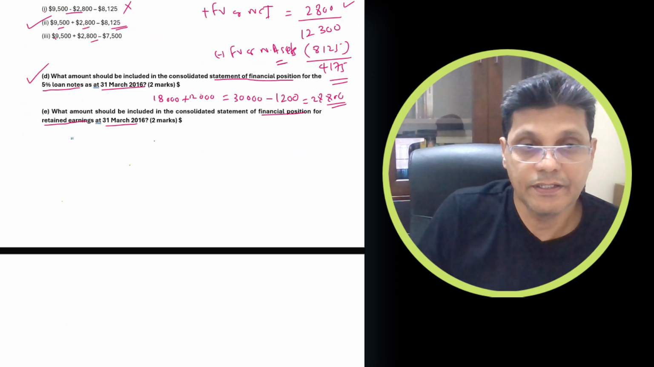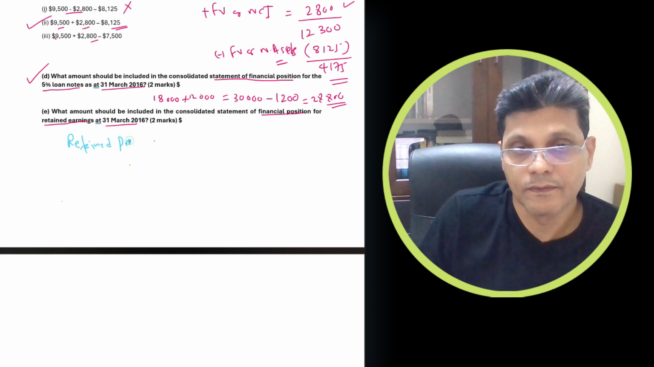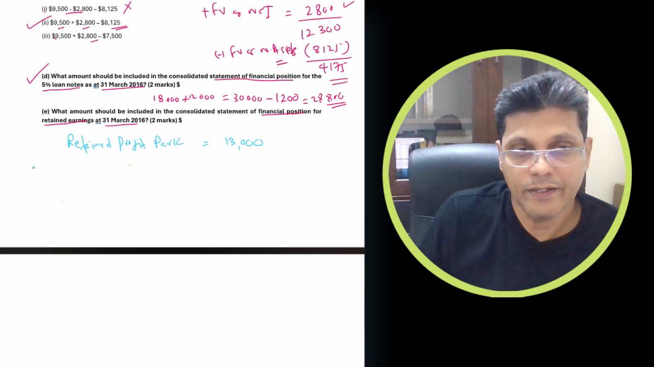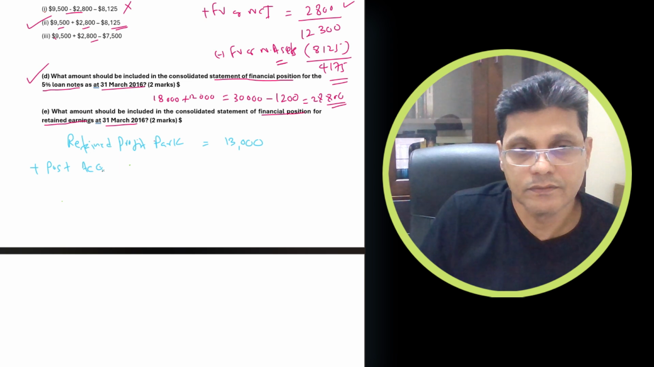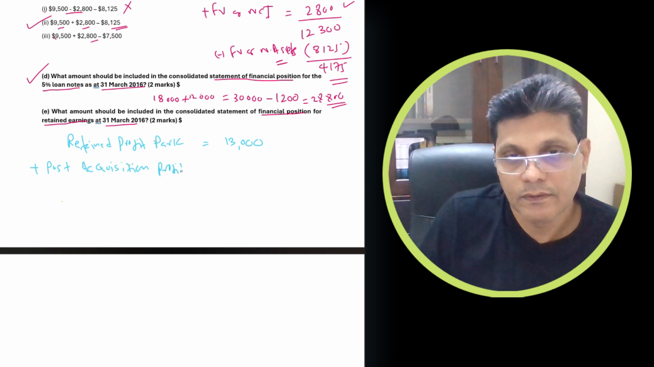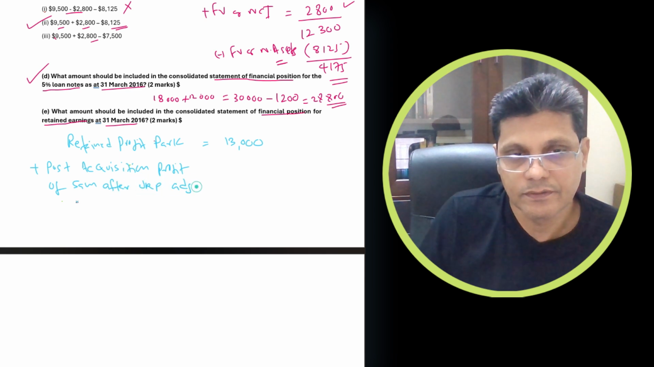So let's take the retained profit. Retained profit of P Park is 13 million. To this you need to add the post acquisition profit of Sam after unrealized profit adjustment. Okay.